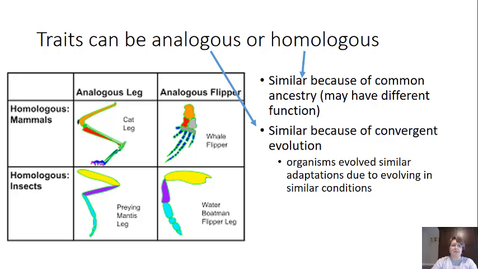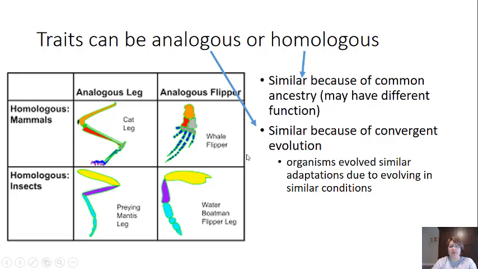But here's a really good example of looking at mammals and insects. So we have a cat, a whale, a praying mantis, and a water boatman insect. The legs of the cat and the praying mantis are analogous. They are used for walking on land. They've developed this adaptation in similar conditions for needing to walk on land, but they are not homologous. If you look, they are completely different structures. There's no evidence of common ancestry here.